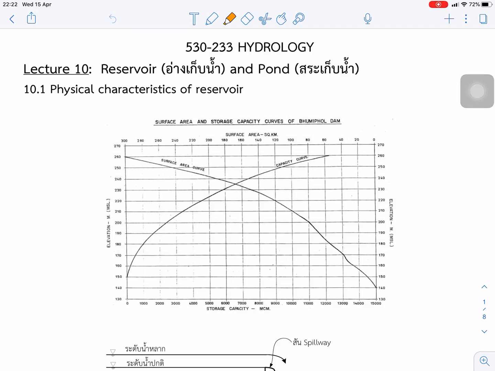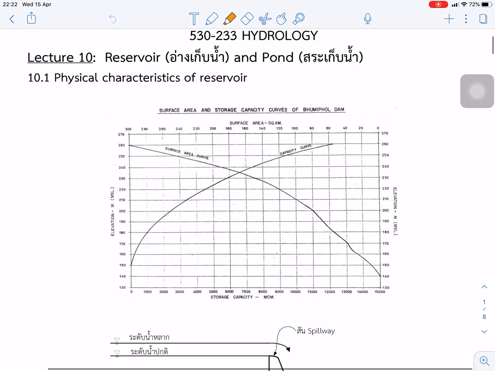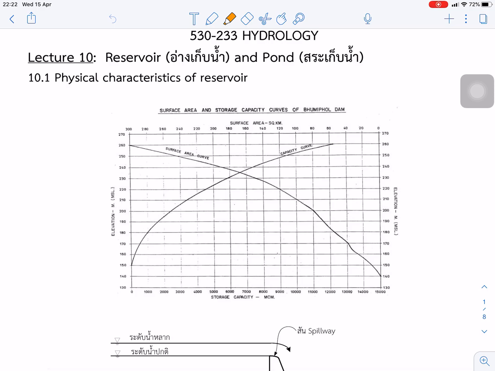Lecture 10 is the reservoir or pond. A small size reservoir we call a pond or farm pond. Okay, the physical characteristics of the pond or reservoir.